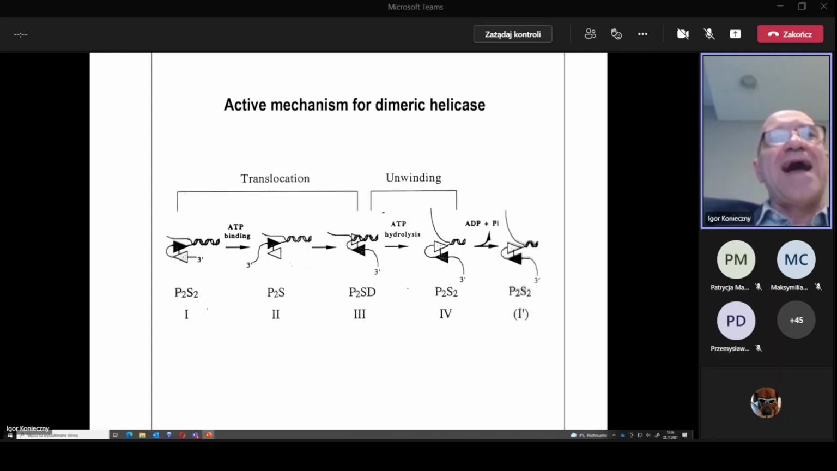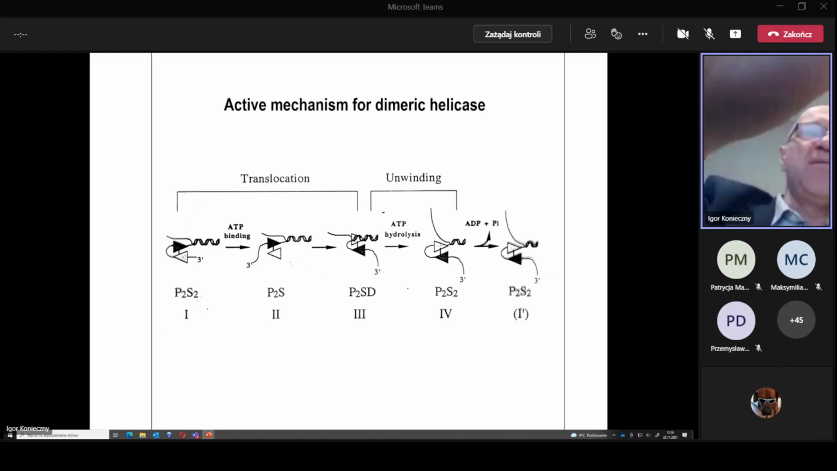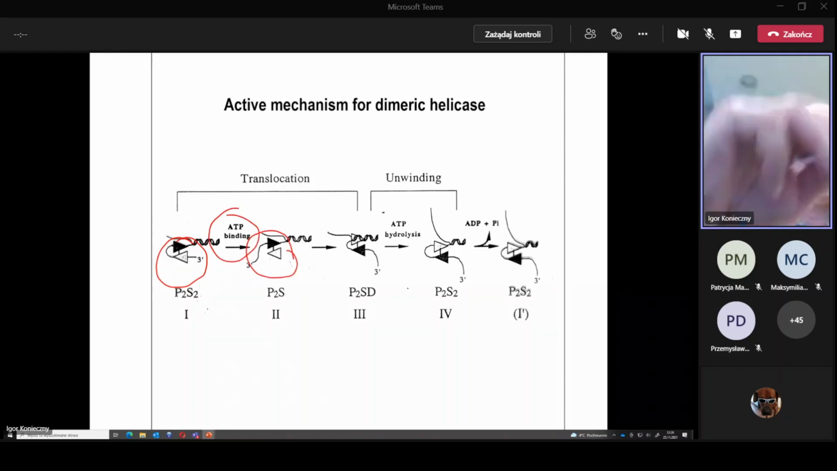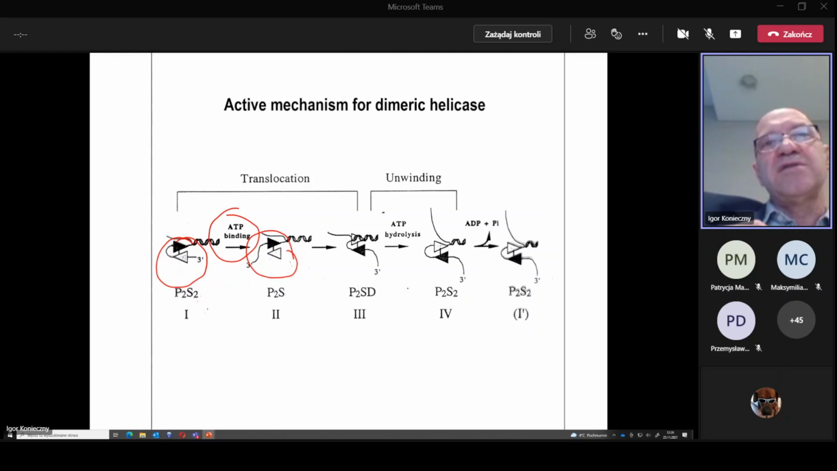Also, there was an active mechanism proposed for dimeric helicases, where there is a dimer of a helicase which rolls on the DNA, and this is an ATP-dependent reaction. When it rolls, a particular subunit of this dimeric helicase causes ATP hydrolysis and unwinding of the DNA.